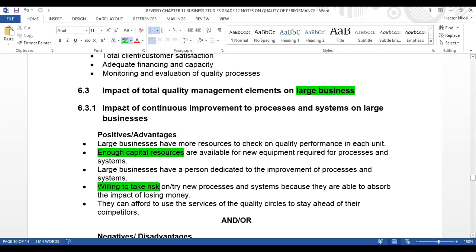Also, when you look at the impact of continuous improvement to processes and systems on a large business, we also find out that they can afford to use the services of quality circles to stay ahead of their competitors, right? Very important, right? The services of quality circles to stay ahead of their competitors, very important point.